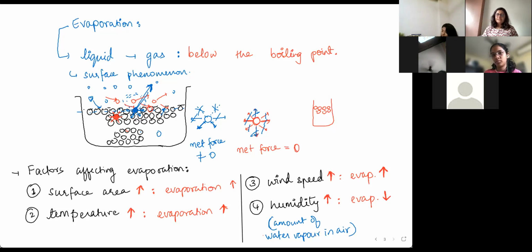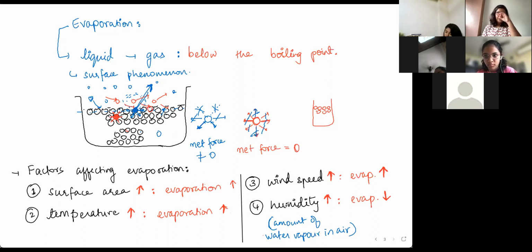So part of the reason is that air has a maximum capacity of holding X number of water molecules, एक temperature पे. If it's already filled with water vapor, it'll hesitate to take more. So these are the basics.